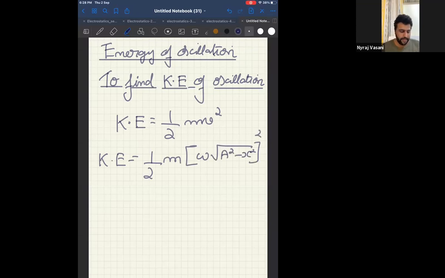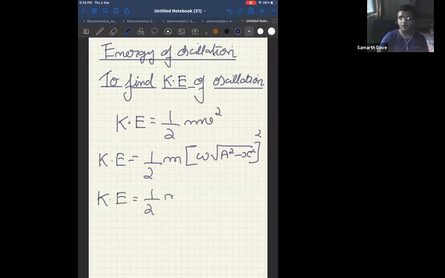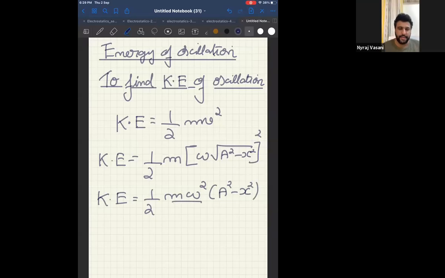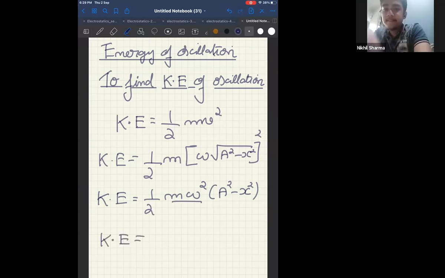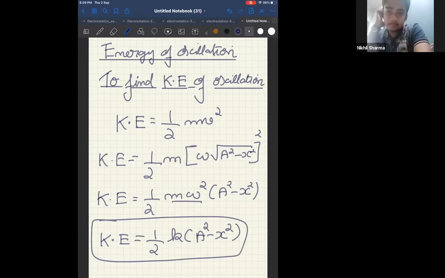Okay, open the bracket. What will I get? Half m omega square a square minus x square. Correct. Now, what is m omega squared? Can anyone tell me what is m omega squared? Sir, k. This is the derivation for kinetic energy of oscillation.